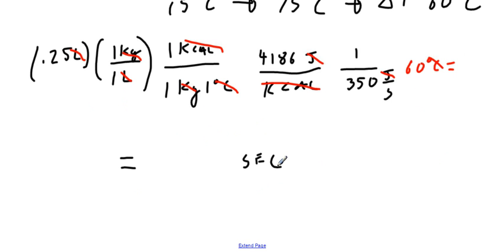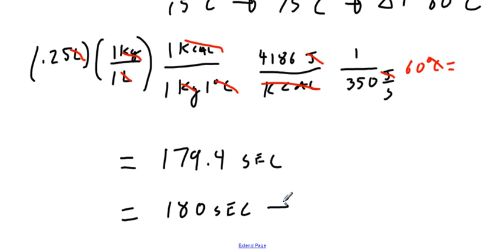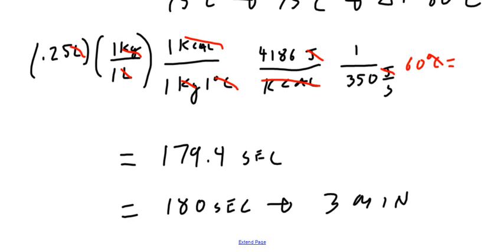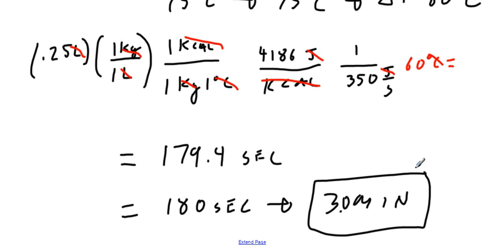All right, so we'll take out our calculator and see what we get. 0.25 times 4186, and we get about 180 seconds, 179.4 seconds. So we'll call it 180 seconds, and that would give us 3 minutes. We have 2 significant digits, so that would be 3.0 minutes. And we call that our final answer.